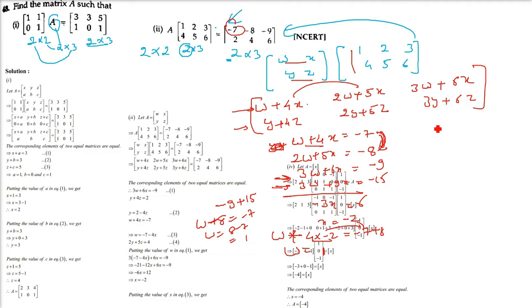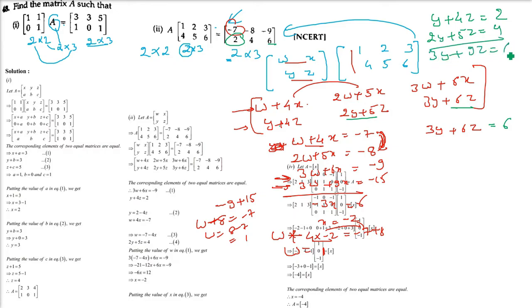Now coming to the second row, that is 3Y plus 6Z, and this is equal to 6. I'm writing the third equation. This is equal to 6. Then we have Y plus 4Z and 2Y plus 5Z. So these also have to be equated. Y plus 4Z is equal to 2. And 2Y plus 5Z is equal to 4. So add these two equations. 3Y plus 9Z equals 6. Now write it here. 3Y plus 9Z equals 6.